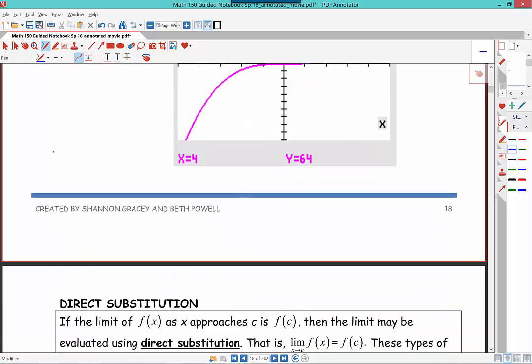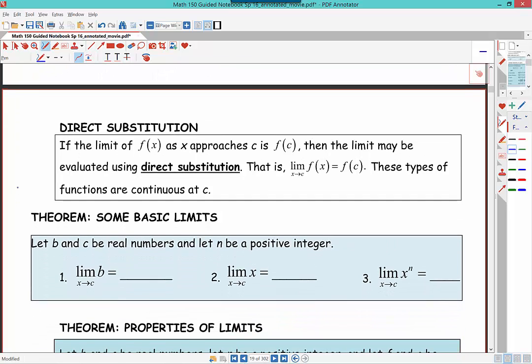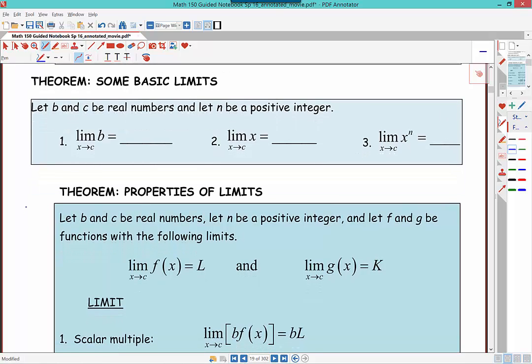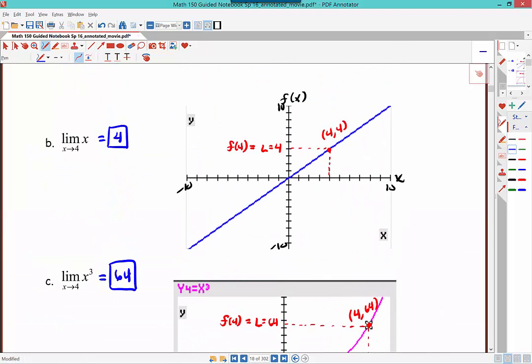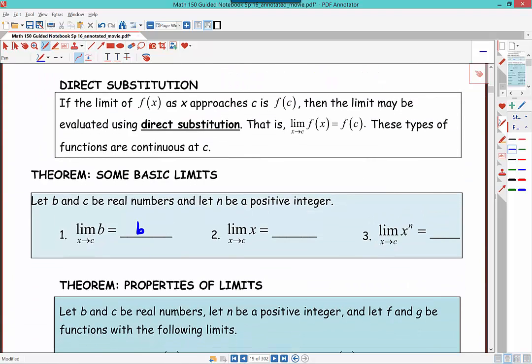All right, so now, before we talk about direct substitution, let's talk about some basic limits. We actually just learned these. So the first one is basically if you're evaluating the limit of a horizontal line, you're just going to get the output, the y value, b. Okay, and over here, as you approach an x value on the graph y equals x, or f of x equals x, you're just going to get the same y value as the value you're approaching.